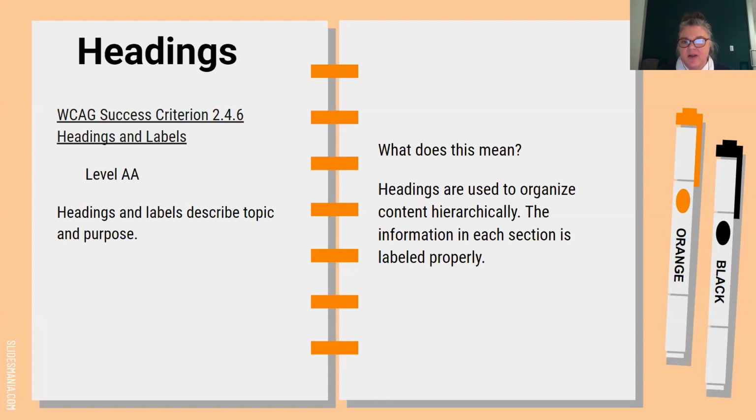And what does that mean? Well, headings should be used to organize the content hierarchically. That means the information in every section should be labeled properly. And bulleted lists, also known as unordered lists, or numbered lists, known as ordered lists, also help with organization and should be used when you're trying to organize information.